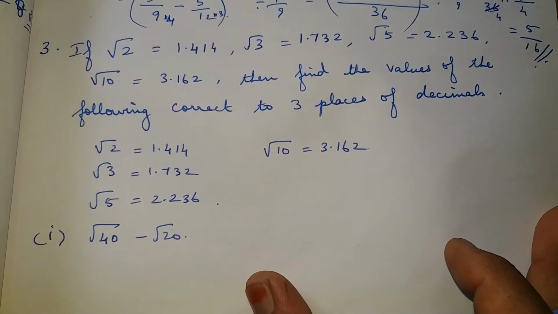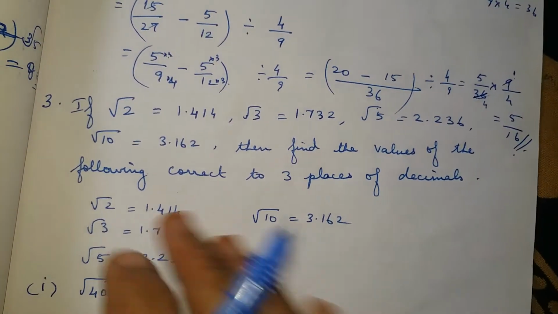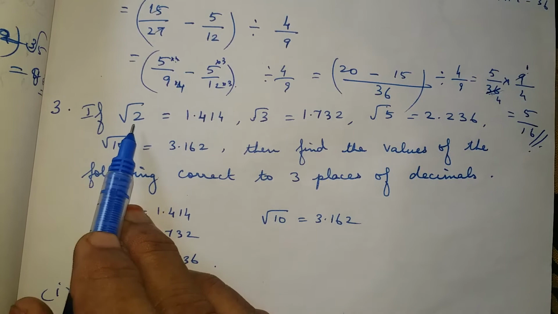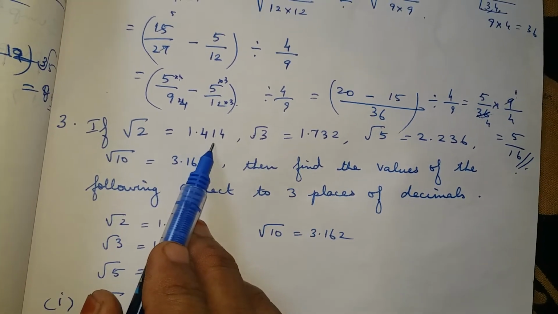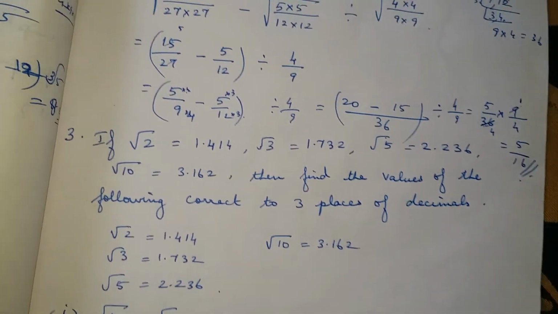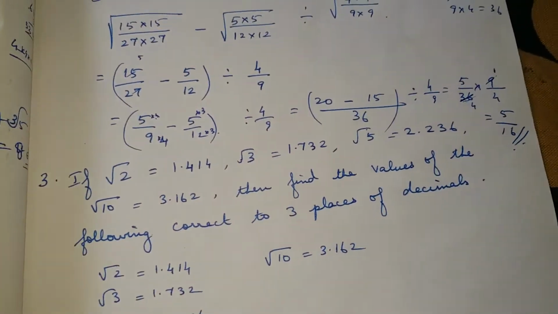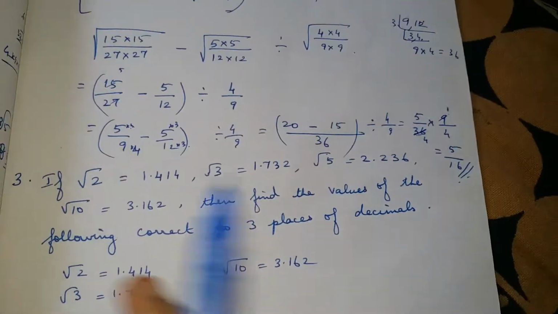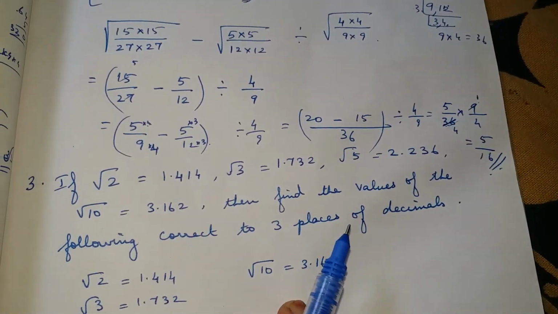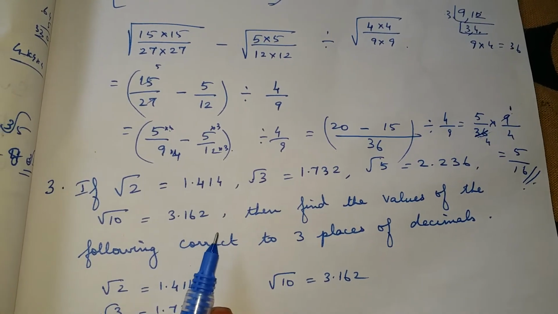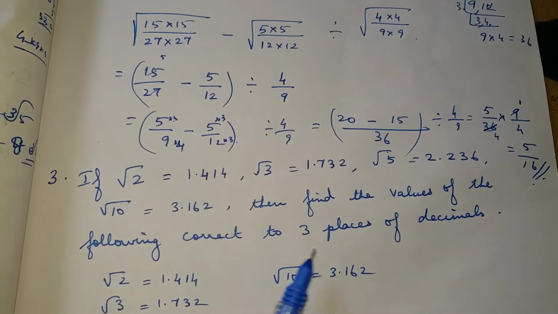9th Samacheer Maths, Exercise 2.6, third sum. Here they have given that square root of 2 is equal to 1.414, square root of 3 is equal to 1.732, square root of 5 is equal to 2.236, square root of 10 is equal to 3.162. Then find the values of the following correct to 3 decimal places.